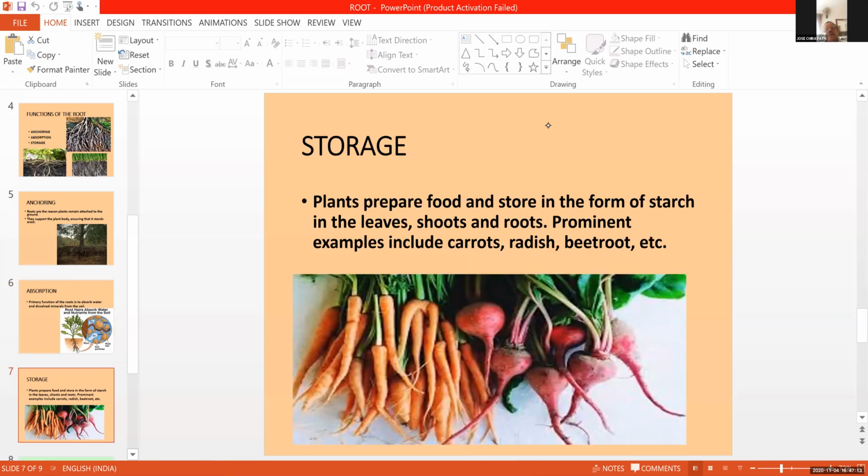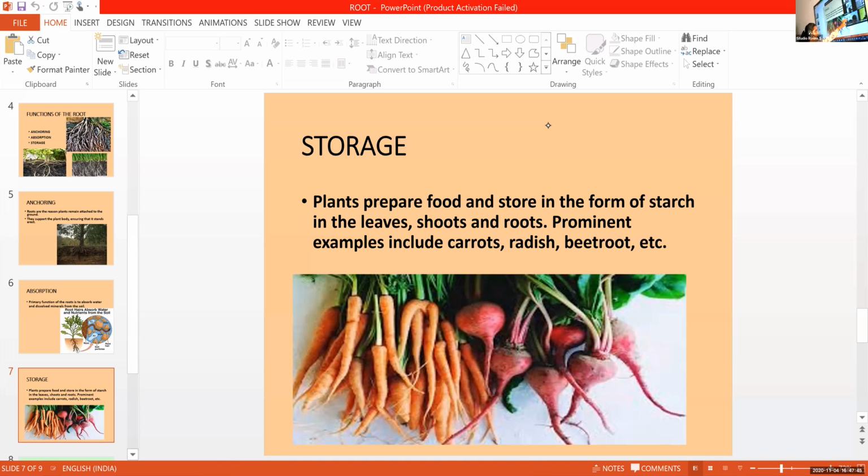Now, the next point is storage. I know you know this point also because plants prepare food and store it in the form of starch in the leaves, shoots, and roots. Prominent examples include carrots, radish, beetroot, etc. So, what are the examples of underground roots? Carrots, radish, beetroot.